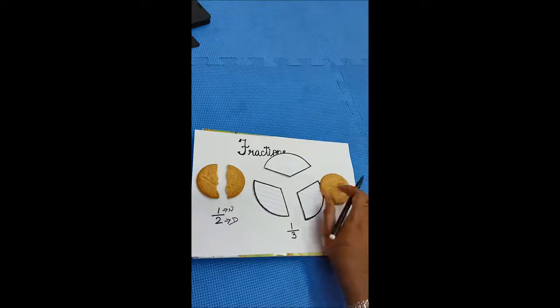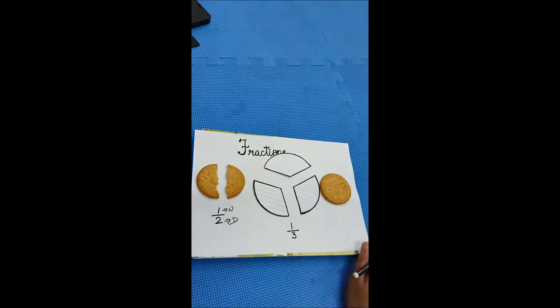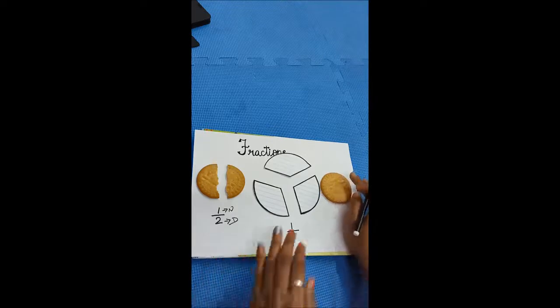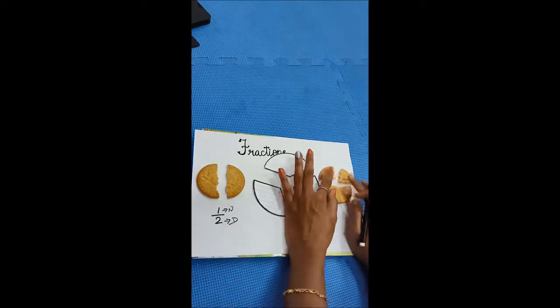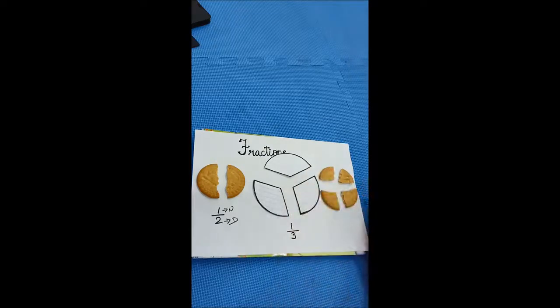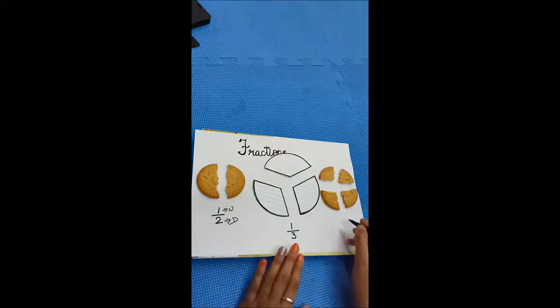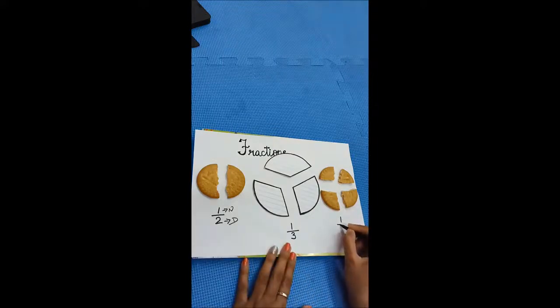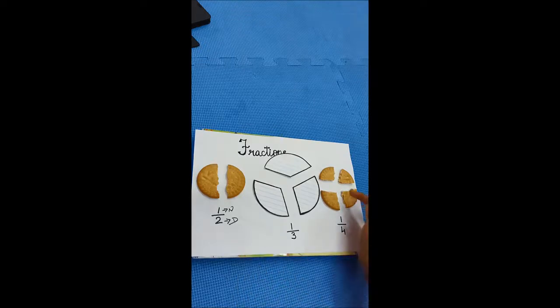See, next one also I have kept a biscuit. This biscuit I am going to divide into 4 equal parts. See here, I have divided it into 4 equal parts. Now tell me the fraction for this. Very good. 1 divided by 4. Children, this is 1 divided by 4.